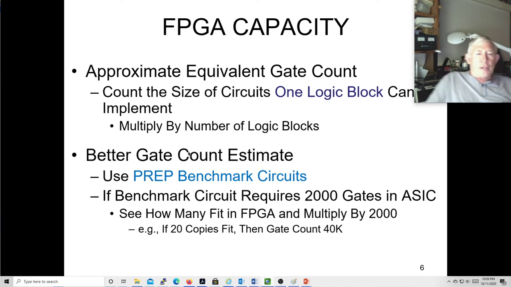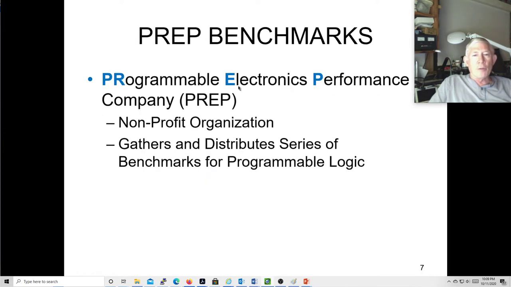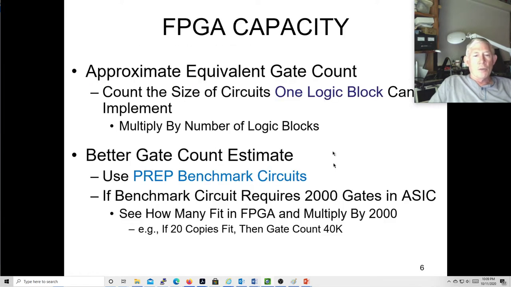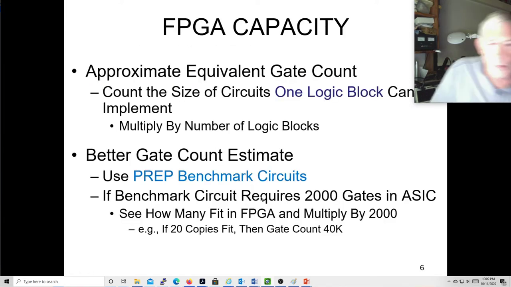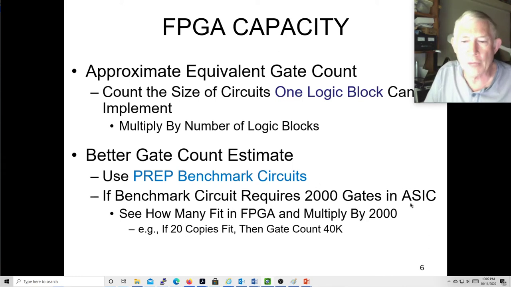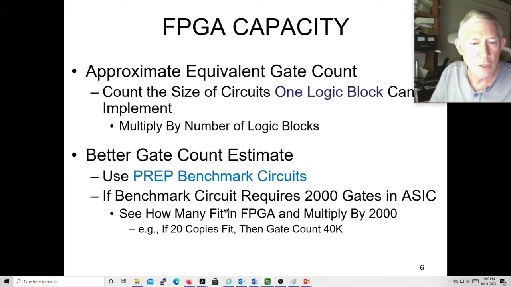But a better way to do this, there's an organization called PREP. Programmable Electronics Performance. This is a nonprofit organization, created by a consortium of the FPGA manufacturers. What they try to do is have a series of benchmarks for programmable logic, which makes sense. So if the benchmark circuit requires 2,000 gates in an application-specific integrated circuit, you see how many can fit into your FPGA, and then you multiply it by 2,000. So if you fit 20 copies, then that gives you a 40K gate count. Okay, so that's one way to do it.